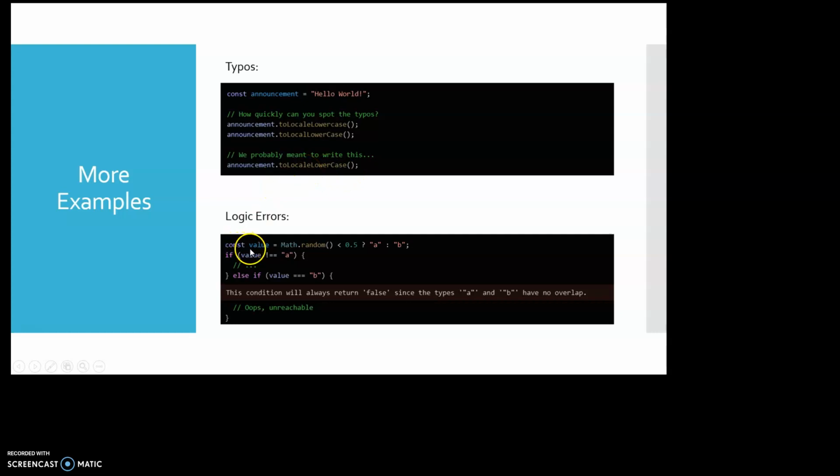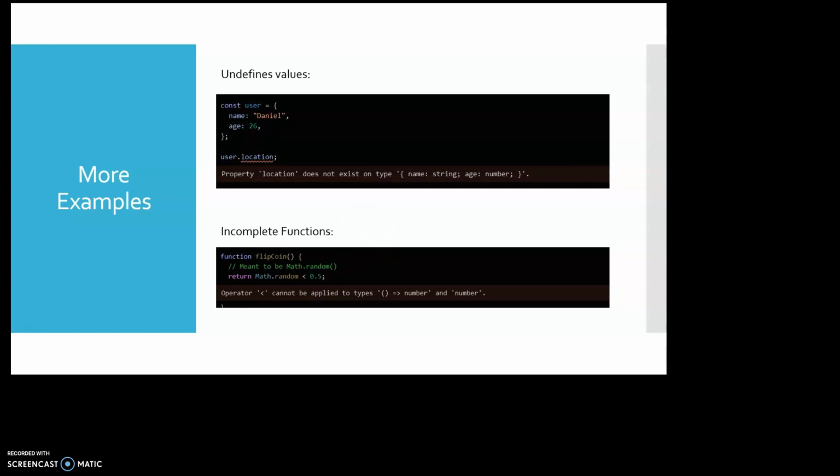In the second example, TypeScript tells the programmer that this statement makes no sense. It will return false, like no matter what value is given. It allows for the error to be fixed then instead of later.